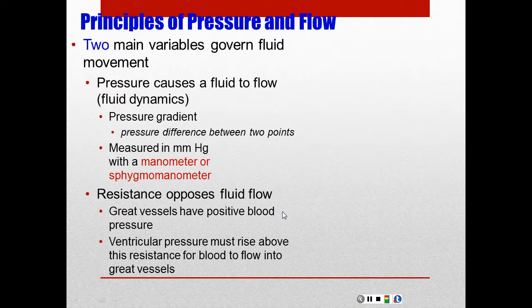Now, blood pressure is usually measured with a sphygmomanometer, which we've already seen, the regular blood pressure cuff with the inflatable pressure cuff that is wrapped around the arm.